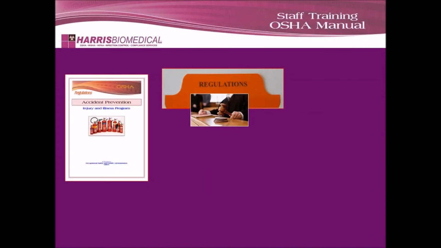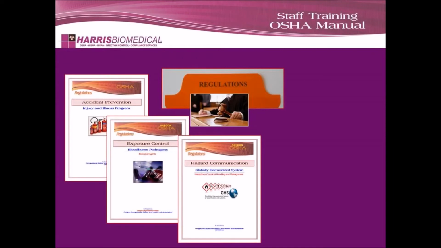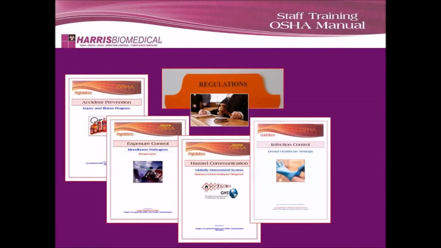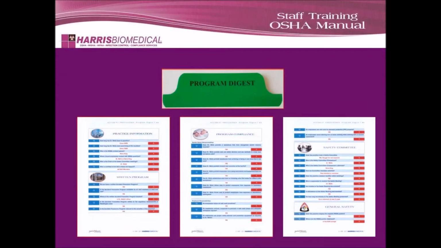The Regulations tab, the orange tab, includes the regulations for each program. OSHA requires employers to have a copy of each on site and available for their employees' use and reference. The policies and procedures in your written plan are based on those regulations. The Program Digest section, the green tab, is the Reader's Digest question and answer, yes and no version of the lengthy written plan. Each question in blue represents a specific OSHA requirement, and the answer in red describes how you are complying with that requirement. Remember, if the digest answer is yes, but your practice is actually doing no, you need to change what you're doing to be in compliance.